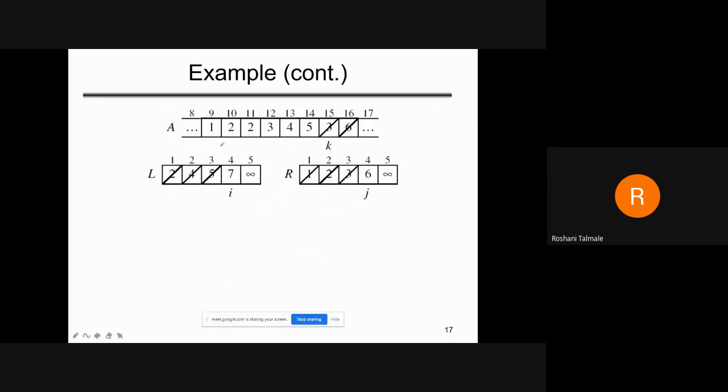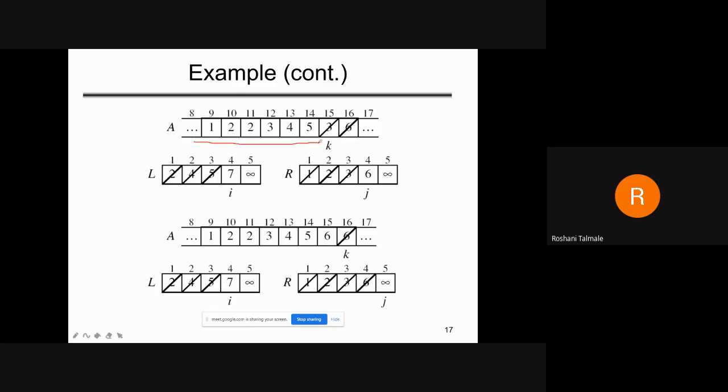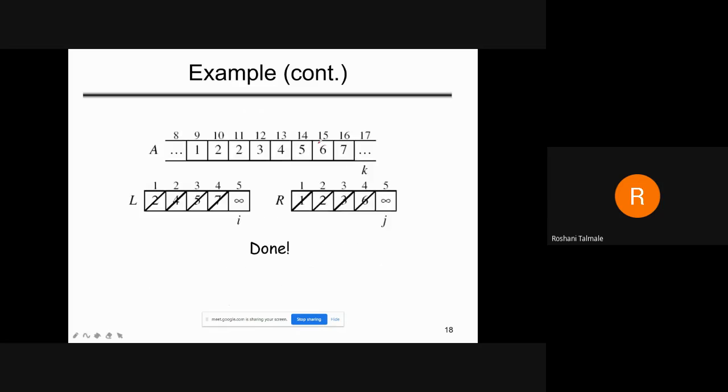Finally, as you can see in the A array, it is going in sorted order. Merging is going on: 1, 2, 2, 3, 4, 5. Like that, it appears in sorted order. And finally, all the comparisons are over, and we got 1, 2, 2, 3, 4, 5, 6, 7 in sorted order.